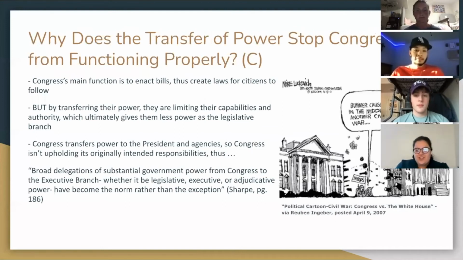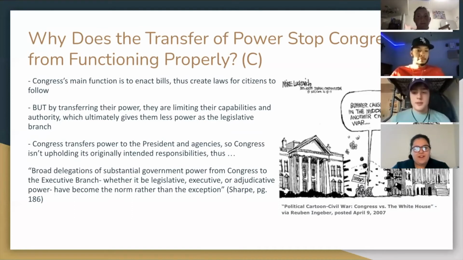But why does the transfer of power stop Congress from functioning properly? As EJ mentioned, Congress's main function is to enact bills, thus create laws for citizens to follow. But by transferring their power, they are ultimately limiting their capabilities and authority, which ultimately gives them less power as the legislative branch. Congress transfers power to the president and agencies, so Congress isn't upholding its originally intended responsibilities. Thus, it becomes normal in this society.